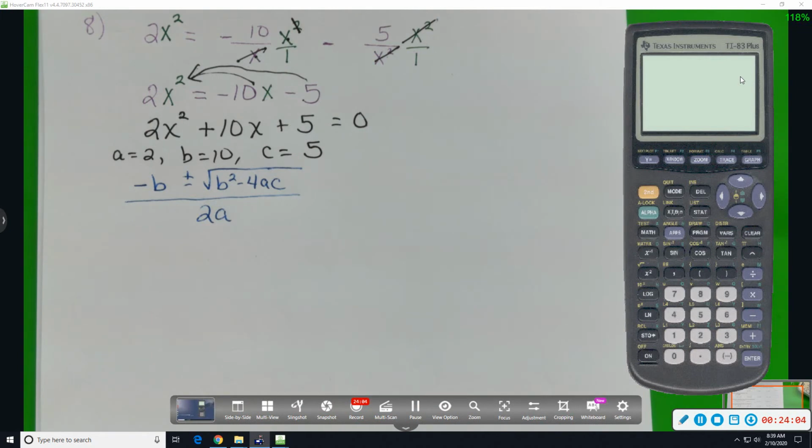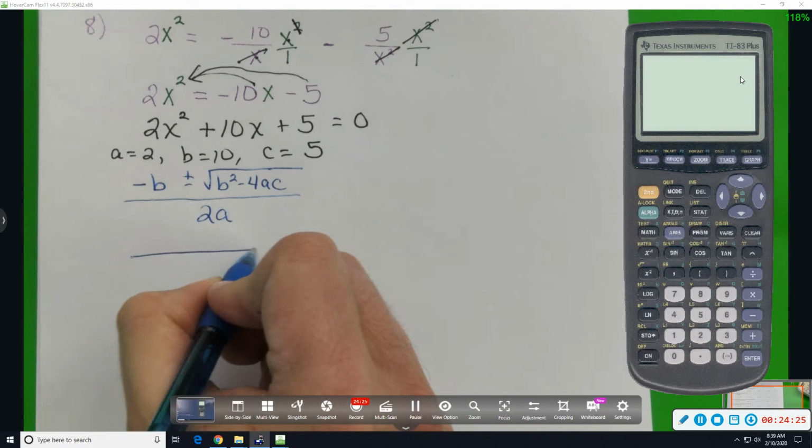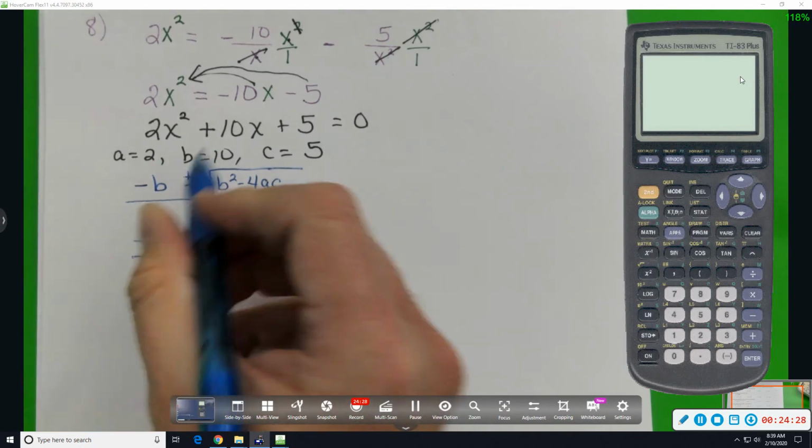There are 3 formulas that you need to have memorized: the quadratic formula, and then the 2 we did the last time, the midpoint formula and the distance formula. Okay? Maybe it was a week ago we did those. Anyway, so plugging in here, in place of the b, I'm putting that black 10.